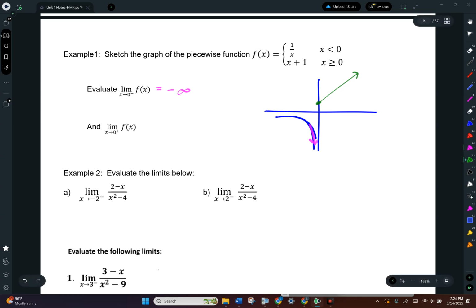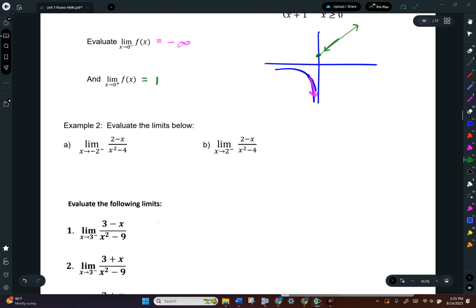Okay, what about on the other side? The limit as x approaches 0 from the right. Well, as I'm going towards x equals 0, from the right side, that y value is going towards 1. Okay, example 2, evaluate the limits below.